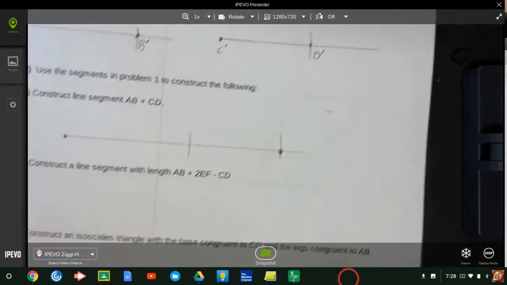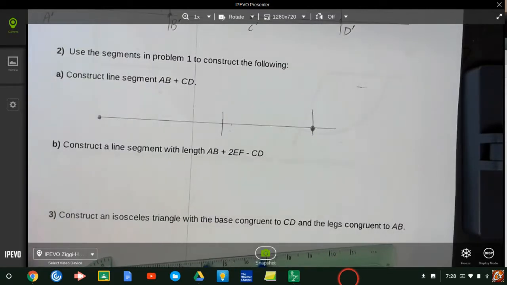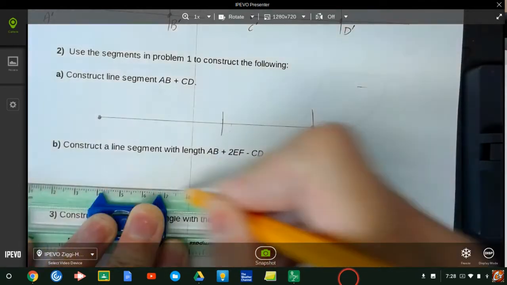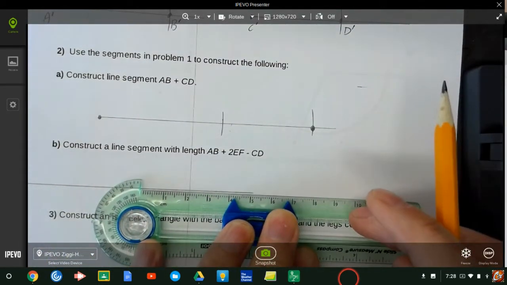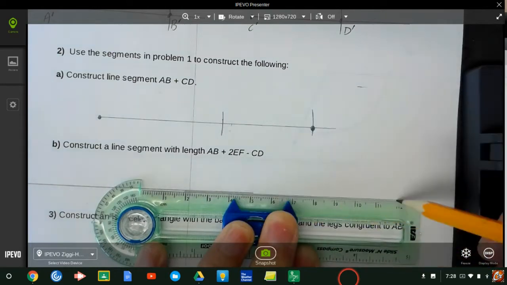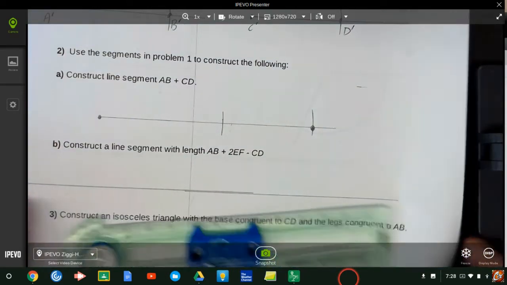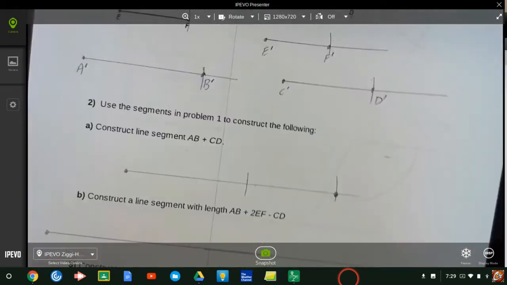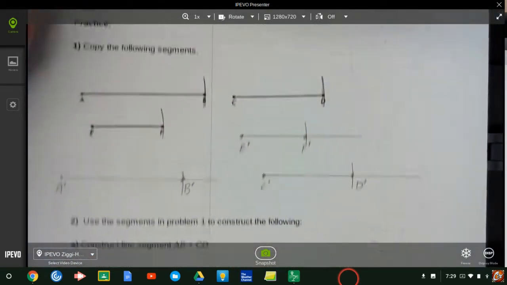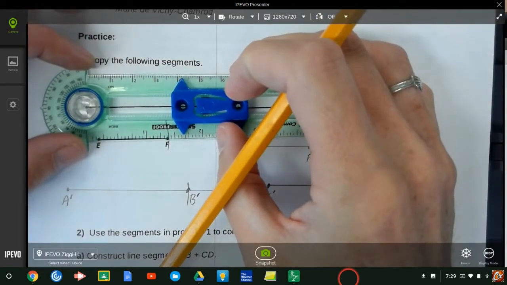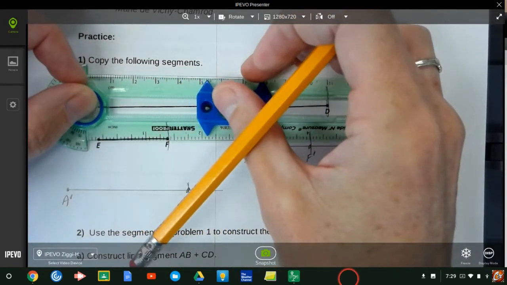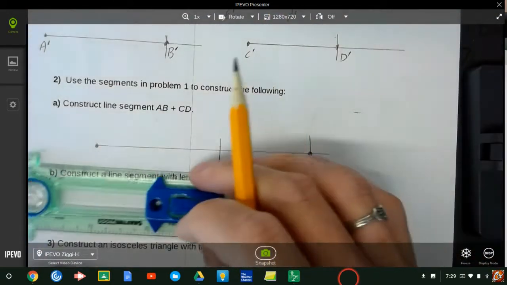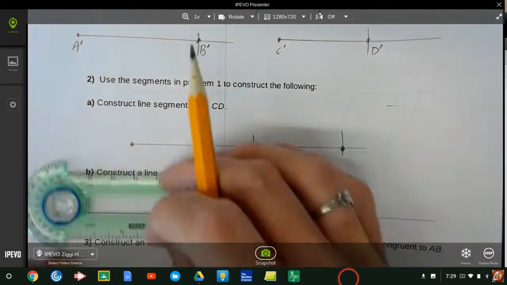Next one wants AB plus 2EF plus CD. It's going to be a long one, so let me draw a pretty long baseline here. All right, so I got a long baseline. My endpoint is all the way over here. So AB, let's go up here and get AB back. And it's 1 AB, so off to my endpoint here.